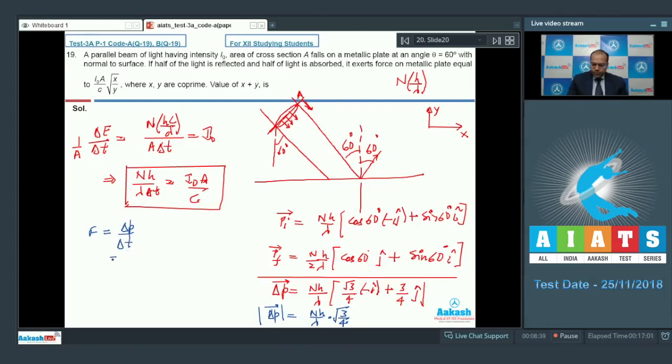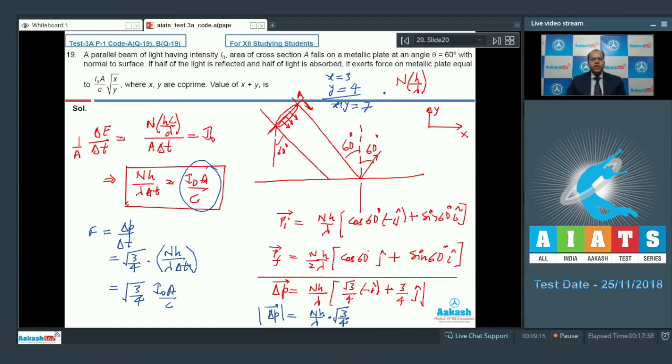So it is equal to root 3 by 4 into nh by lambda into delta T, and the value of nh by lambda into delta T is I naught A by C. So it is equal to 3 by 4 into I naught A by C. So on comparison, the value of X is 3 and the value of Y is 4. So their summation X plus Y is 7. So the correct answer for question number 19 is 7.